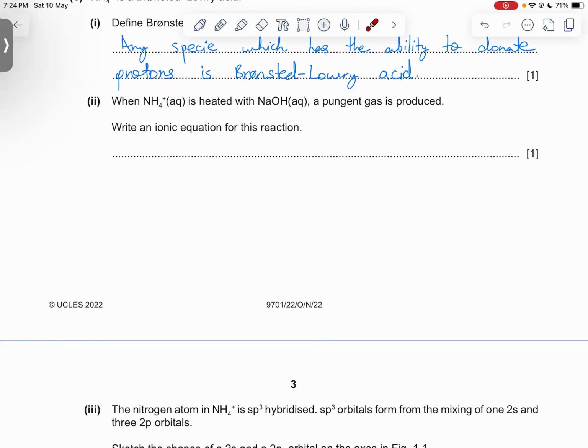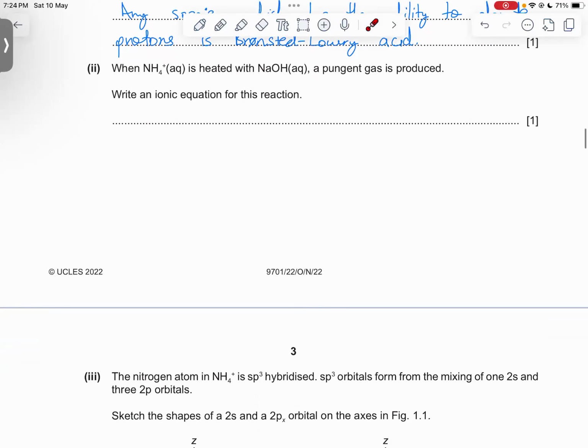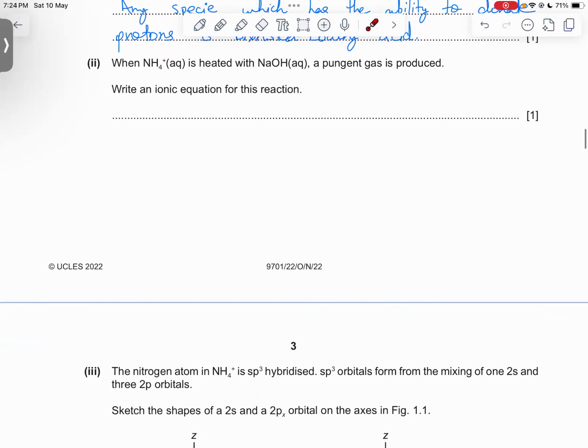Write an ionic equation for this reaction. All right, so ammonium ion, when it reacts with sodium hydroxide, ammonia gas is produced. So they want us to write the ionic equation for this reaction. The thing is, what is produced is ammonia. What is actually produced over here is actually ammonia.